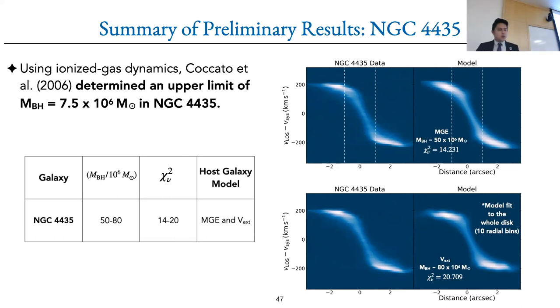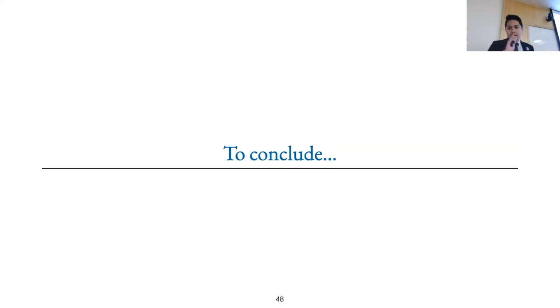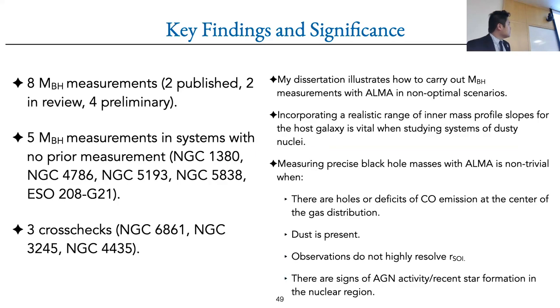But to conclude, this is not the last slide, so I won't leave, but I'll have my key findings and significance here. The results of my dissertation are eight black hole mass measurements. Two are published, two are in review. Four of them are preliminary, initial stage work. Five of them are black hole mass measurements in systems that have no prior measurements.